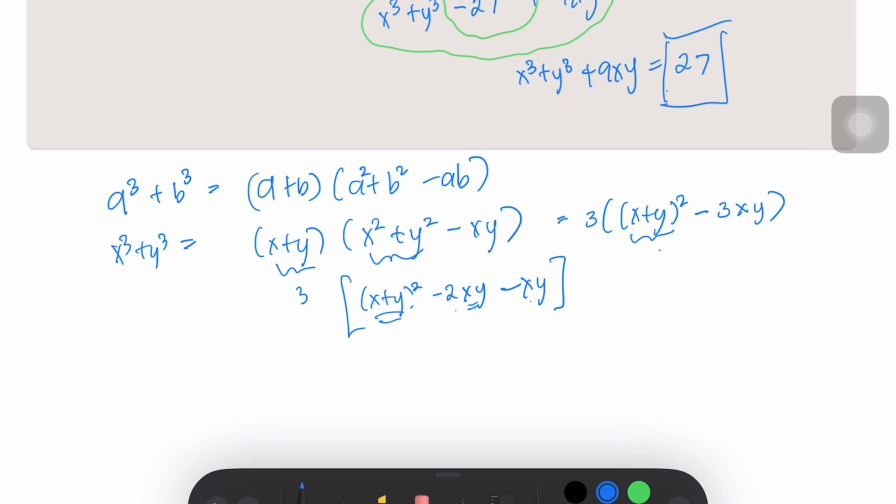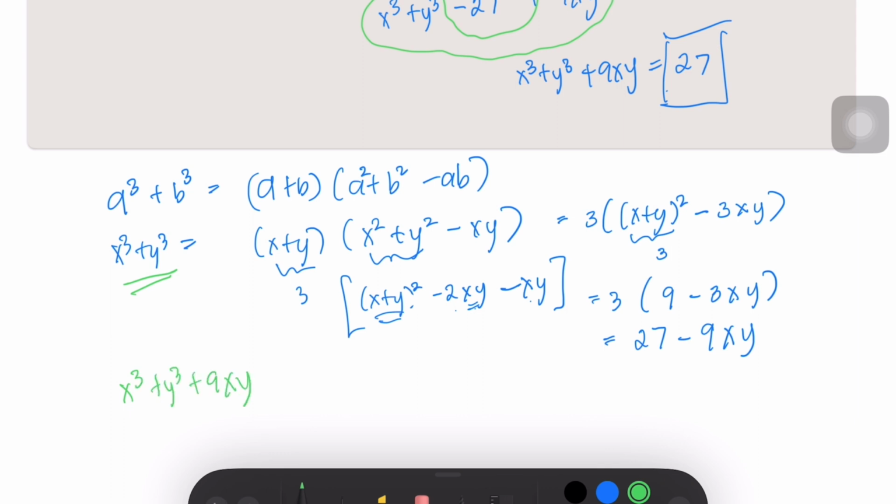Substitute again the value of x plus y here as 3. We get 3 times 3 squared is 9 minus 3xy. Expand to get 27 minus 9xy. Still, we don't know the value of xy here, but we're actually not interested in x cubed plus y cubed. We're interested in x cubed plus y cubed plus 9xy. So if we plug in the value of x cubed plus y cubed, we get 27 minus 9xy. Then add back the 9xy, we'll get 27 since these two cancel out.